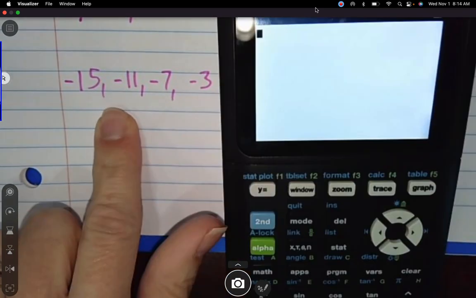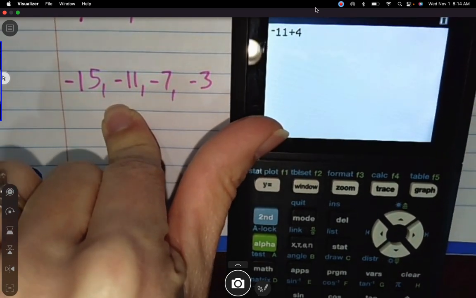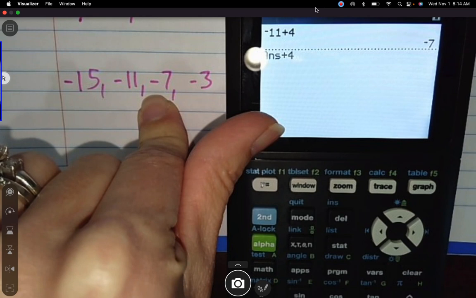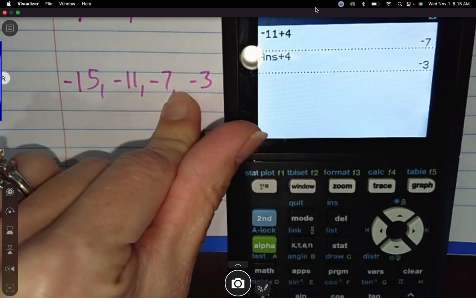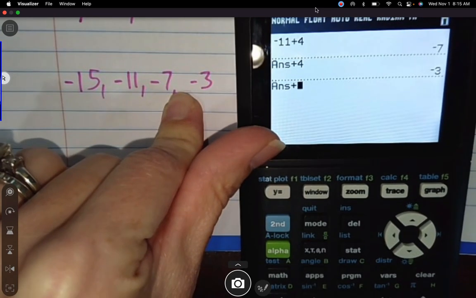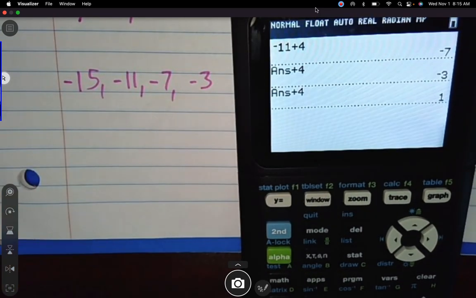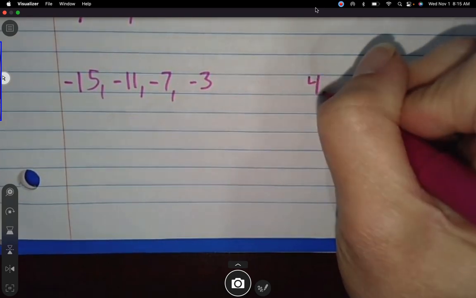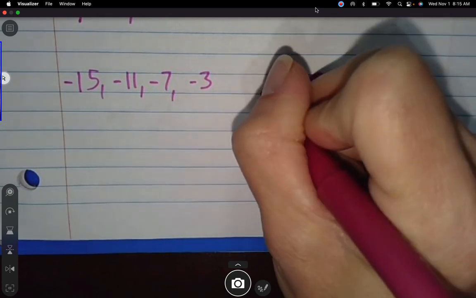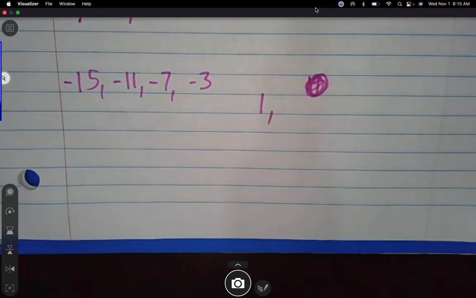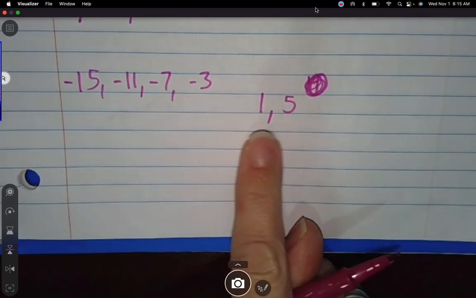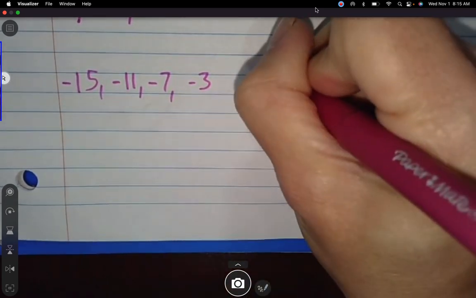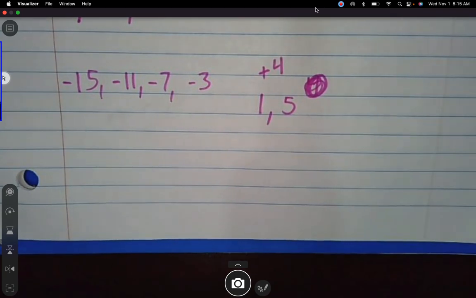Let me see. -11 plus 4 is -7. Hey, that's right. Let me add 4 again. -3. Hey, that's right. So if I keep adding 4, what do I get next? It's 1. And if I add 4 again, it's 5. So the next two terms are 1 and 5, and you're going to say you are adding 4. Understand those answers, or really it's three answers: plus 4 for adding 4, and then the 1 and the 5. So we remember that from Monday?